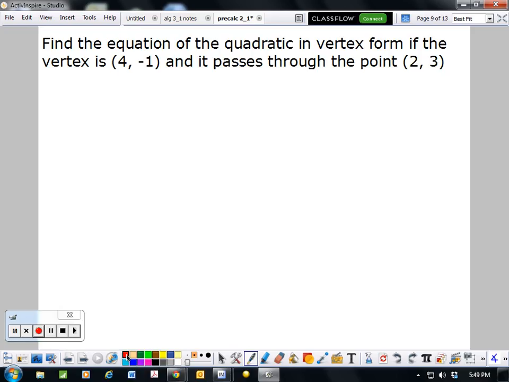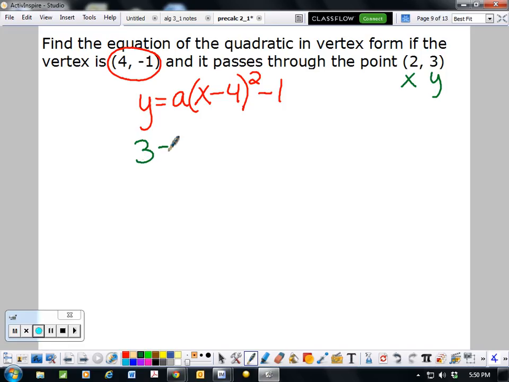Okay, so we're going to write the equation of the quadratic in vertex form if our vertex is 4, negative 1. So I'm going to go ahead and write y equals a times x minus 4 squared, and then plus our y value, which is the same thing, plus negative 1 or minus 1. So now we're going to plug in our point, x and y. So 3 goes in the y spot. I leave a. In the x spot, I'm going to put 2.